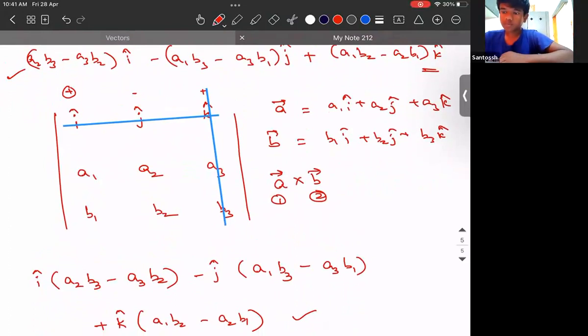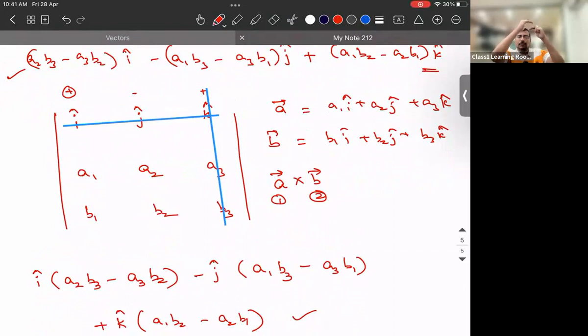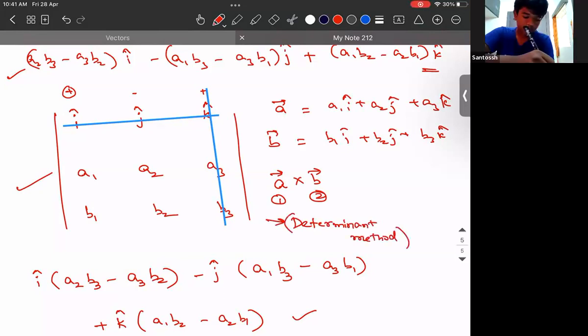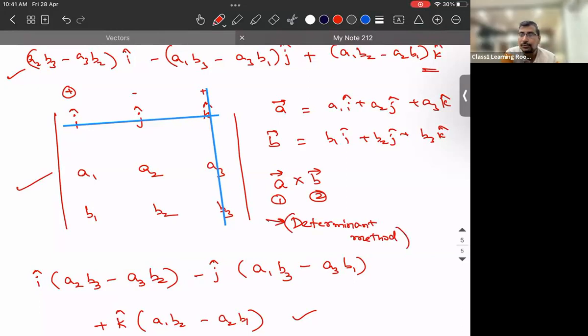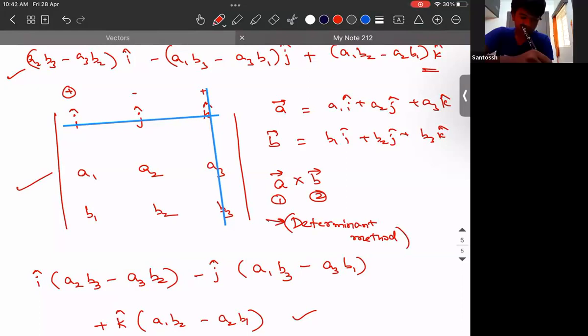So instead of sitting and multiplying everything, you can go with this kind of solving, which is called the determinant method. This idea is borrowed from the concept of matrix, because you are arranging them in rows and columns. Am I clear with this?